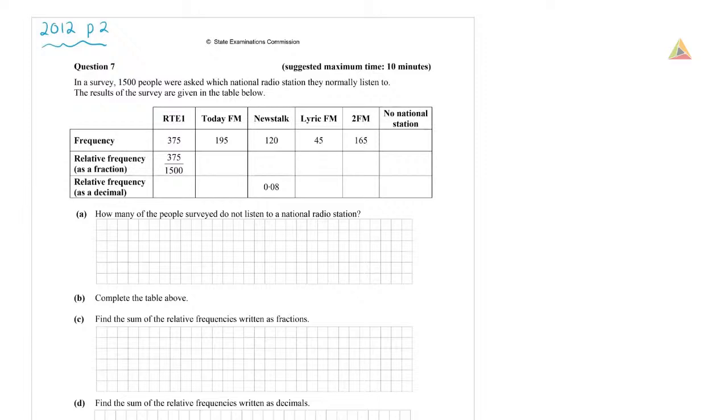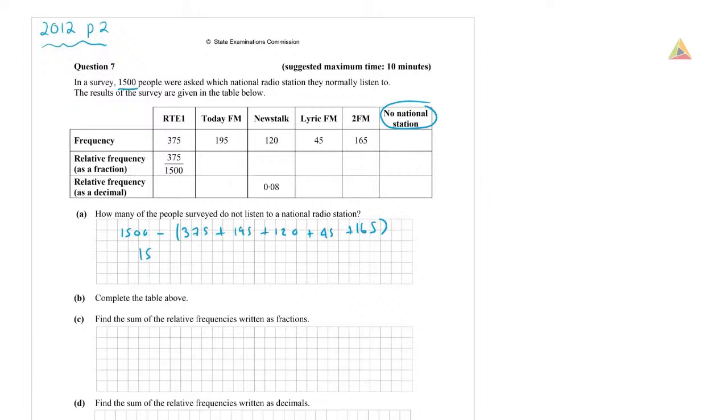Well, we're told that the total there is 1,500 people, so the way we get the number of people who did not listen to a national radio station, which is what we're trying to find out here, is we're going to take all of the frequencies away from 1,500. So it's 1,500 minus, and we're going to add them all up: 375 plus 195 plus 120 plus 45 plus 165.